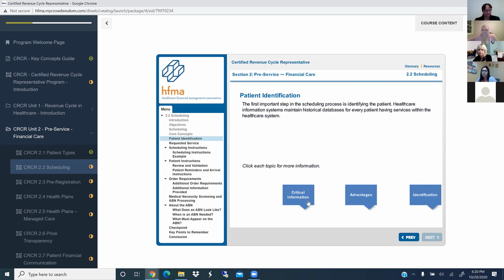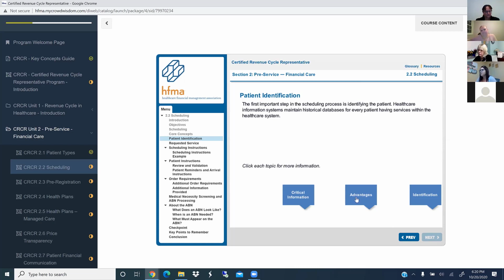And then if you click on the critical information, it'll list what information must be collected and used. It's the patient's full name, date of birth, sex, social security number. And it's the patient's full legal name. So if my name's Christina, I want to tell them my name is Christina, not Chrissy, not Chris. It's what your actual legal name is.